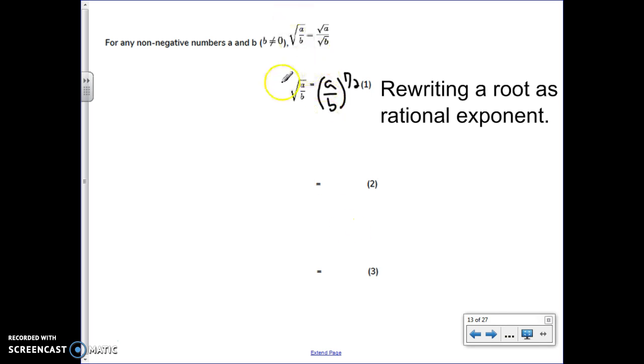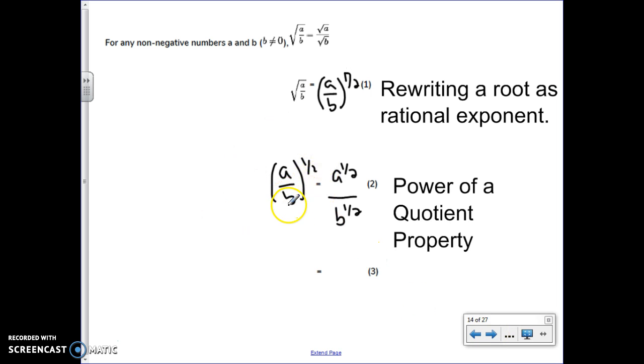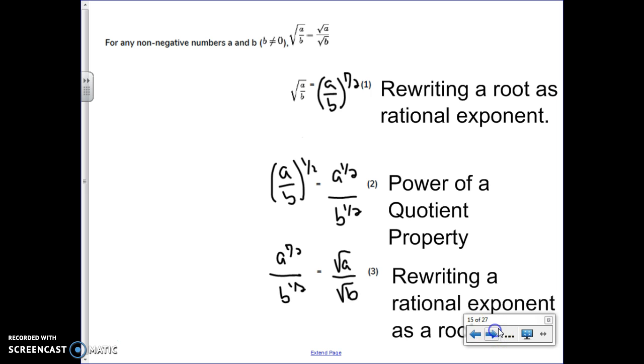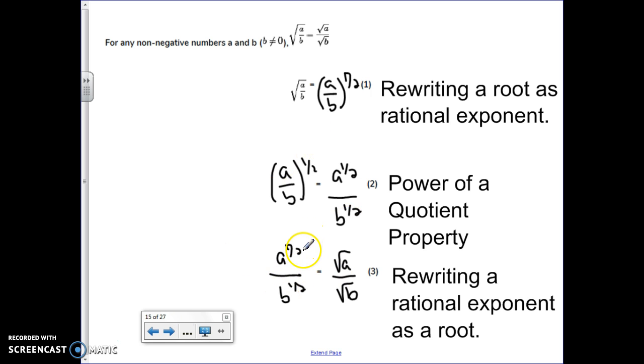So one of the things that I know, based off what we've been doing, is I can rewrite any square root as a rational exponent. That is a 1. That's a 1/2. I can rewrite that root as a rational exponent. So knowing that, then I can take this rational exponent and break it up into a to the 1/2 over b to the 1/2. And I'm just using the power of a quotient property. That basically tells me that I could take 1/2 to the a and 1/2 to the b.